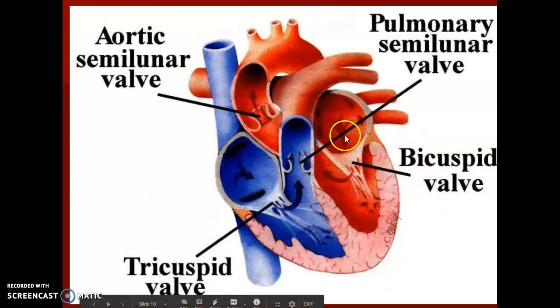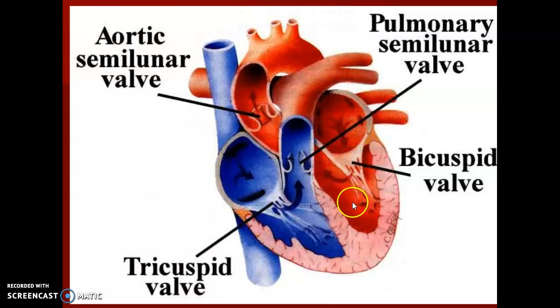When the left ventricle contracts, the bicuspid or mitral valve opens, lets blood into the left ventricle, and then it shuts so that when the left ventricle pumps, blood can't go back up into the left atrium.